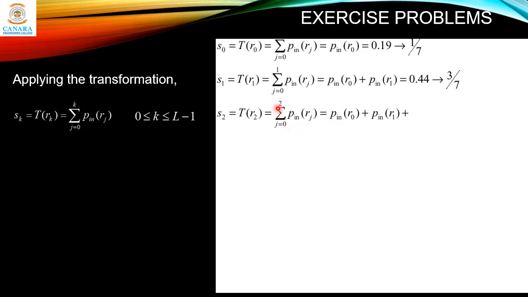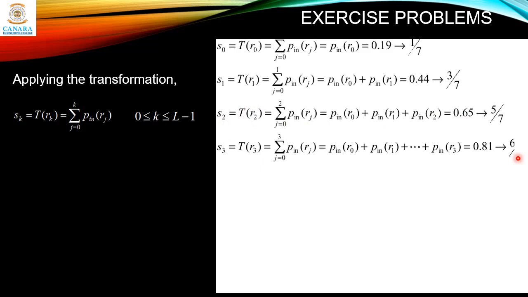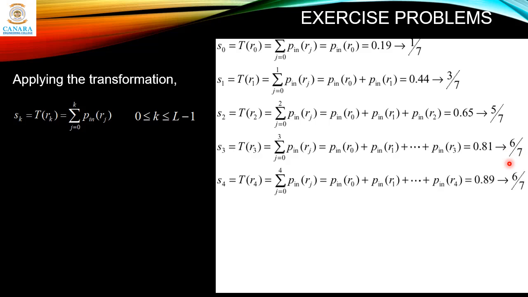J is from 0 to 2 here, so you need to add P in of R0 plus P in of R1 plus P in of R2, which is equal to 0.65. And if you check, you will get the level near to 5 by 7. Similarly, if you do the computation for S3, you will get 0.81, which is somewhere near 6 by 7 level. And S4, it's 0.89, again somewhere near 6 by 7 level.